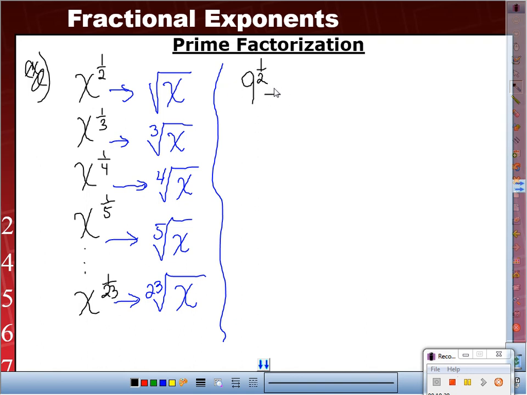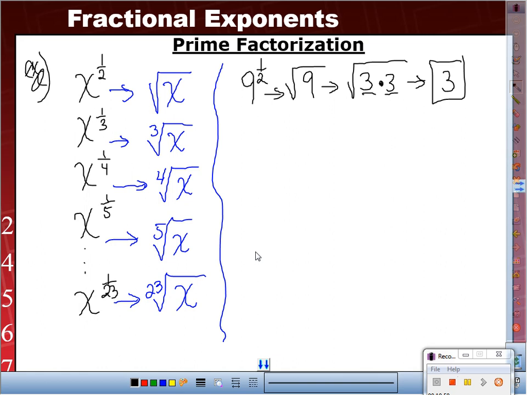1/2 of 9 becomes what? 1/2 of x becomes square root of x. 1/2 of 9 becomes square root of 9. And what does that mean? It means what number times itself how many times? Twice, because there's an invisible 2. What number times itself gives us 9? 3. So this becomes 3. Are we there so far? Okay.